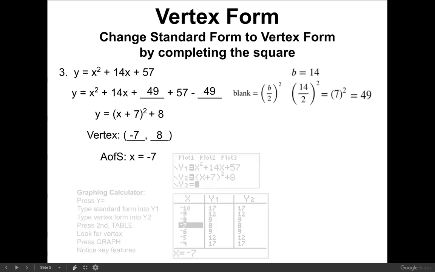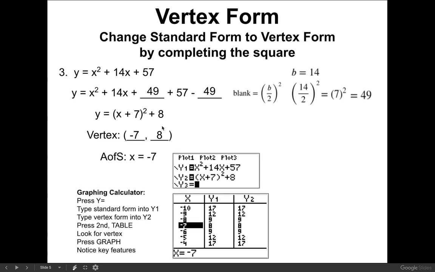And then notice we can check these in our calculator, typing in our standard form, vertex form, and noticing those tables do match. We even can see that our vertex, negative 7, 8, does show up in our table. We know that that's our vertex because of the repetition on either side.